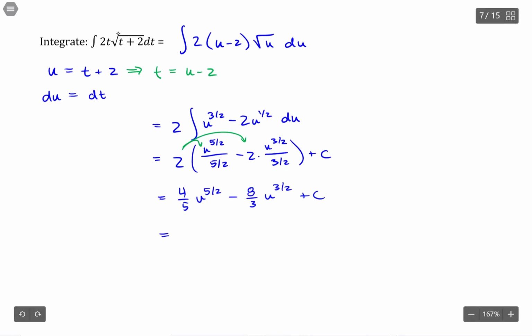And all I have to do now is just substitute u right back to where we started, the variable t, which is t plus 2. And there we have it.